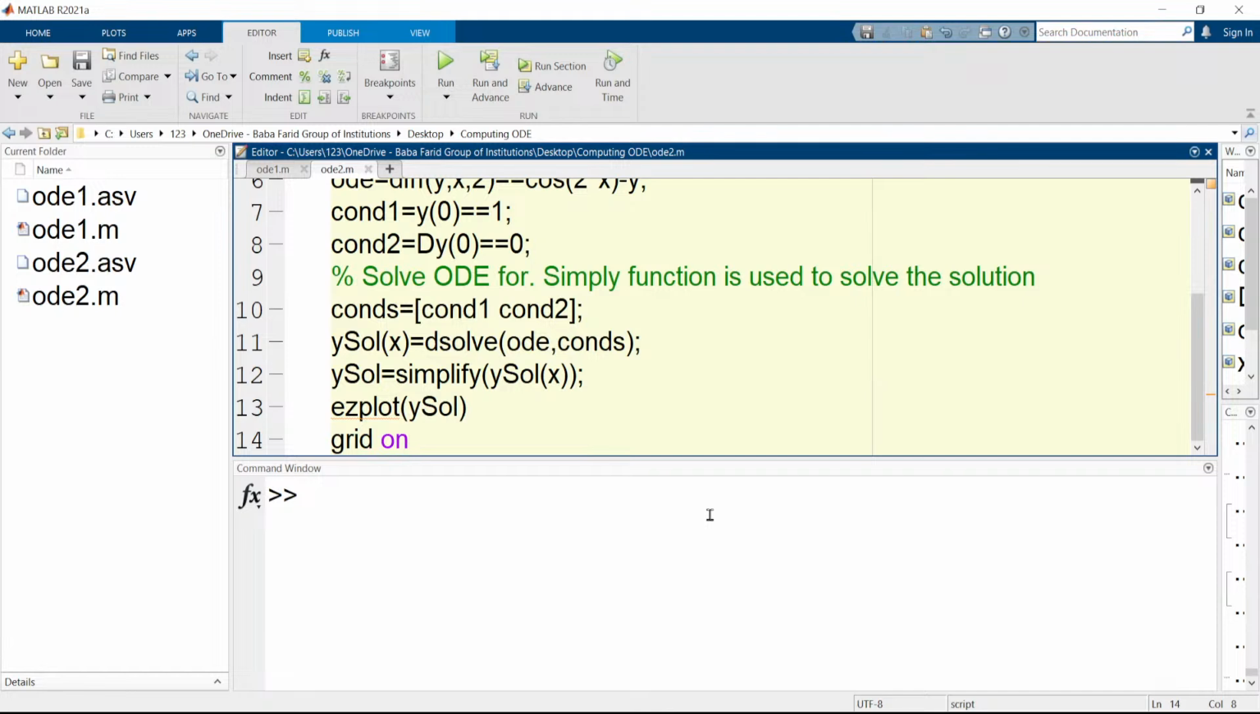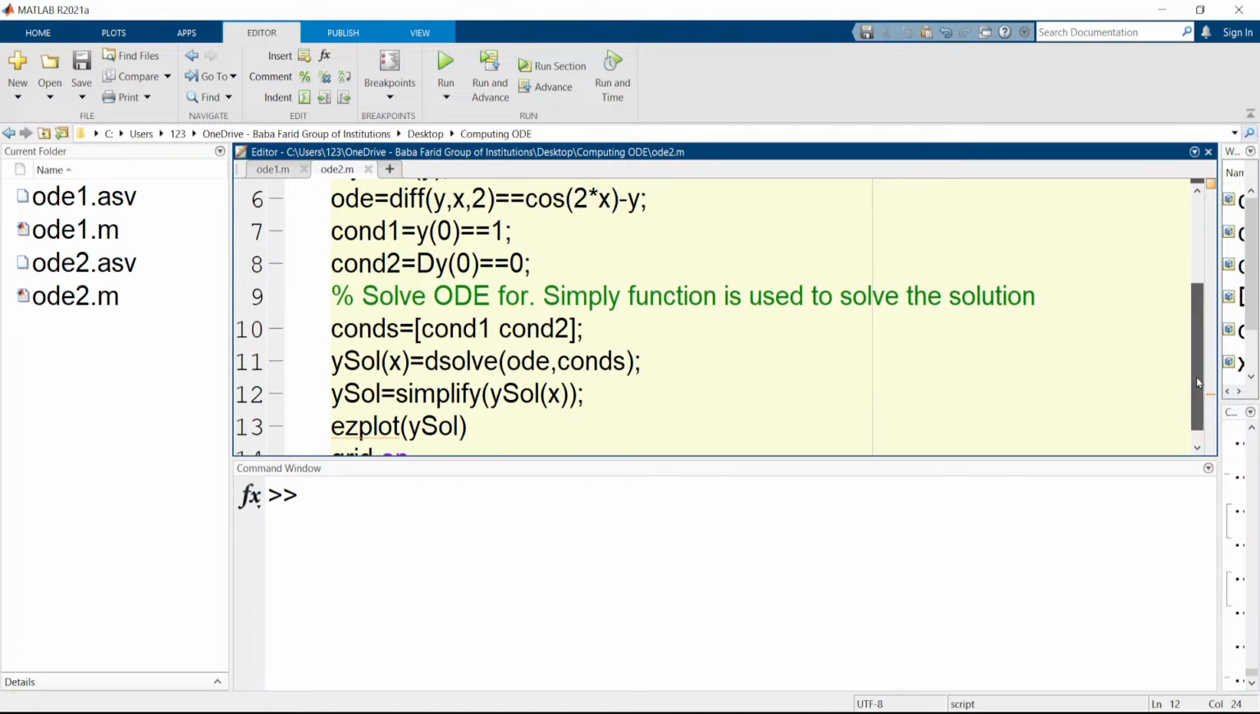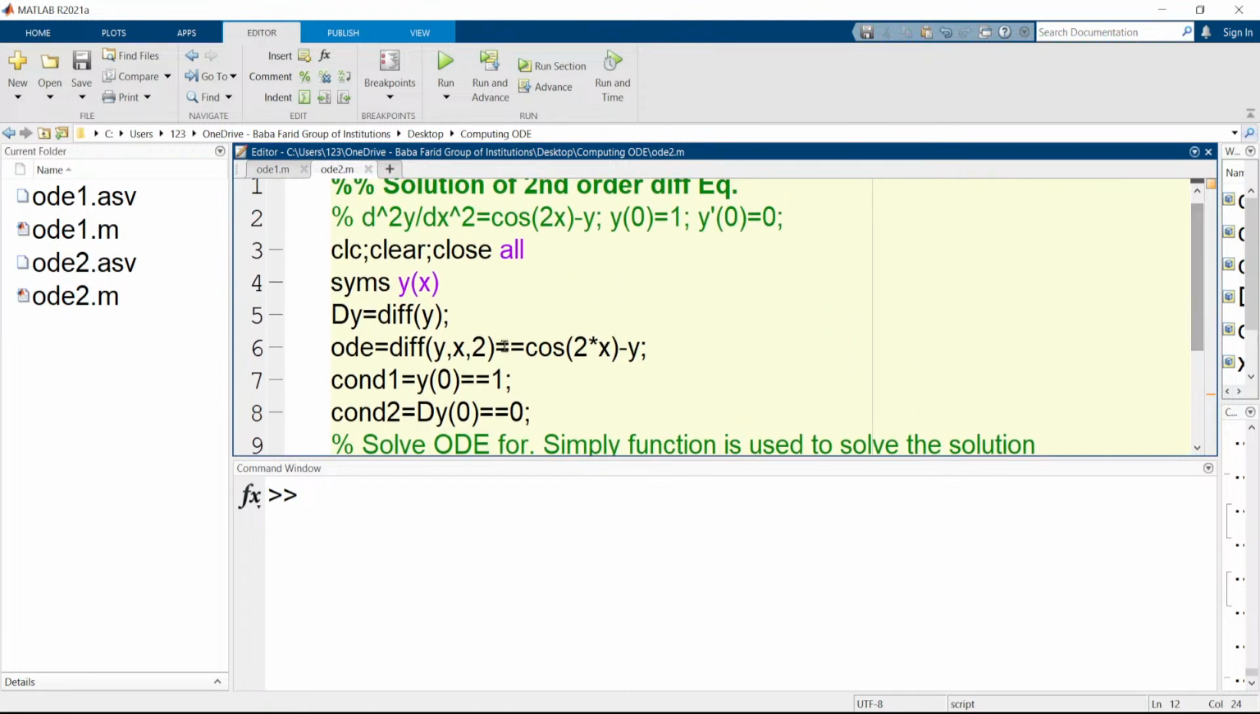No, dy is not a function in MATLAB. Someone is asking about dy, but dy is not a solution or a function in MATLAB. Okay, see carefully. See here, this is the function in MATLAB.